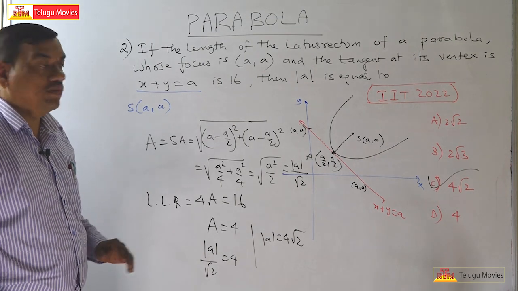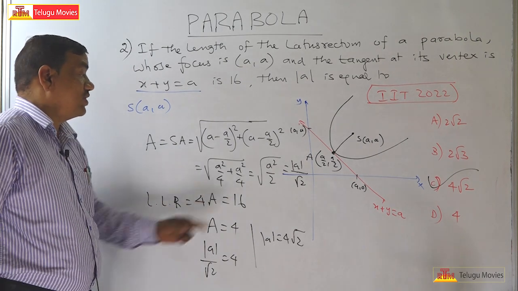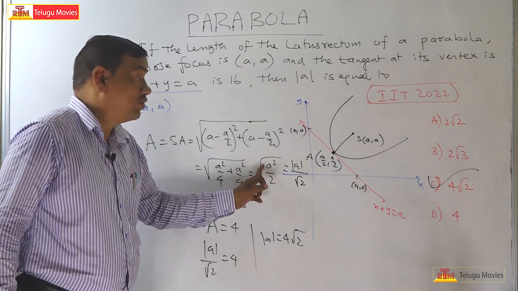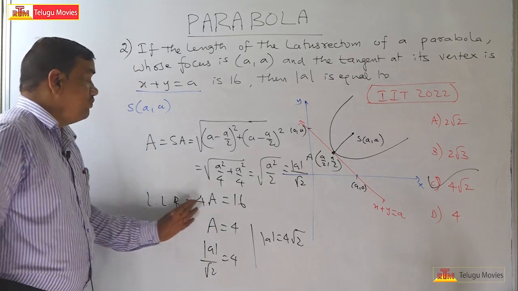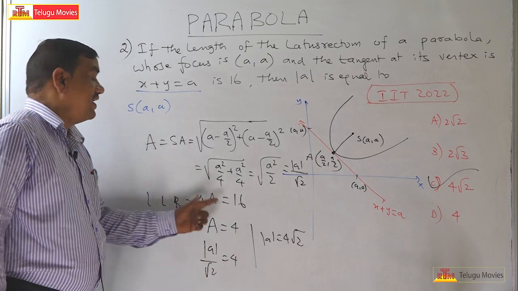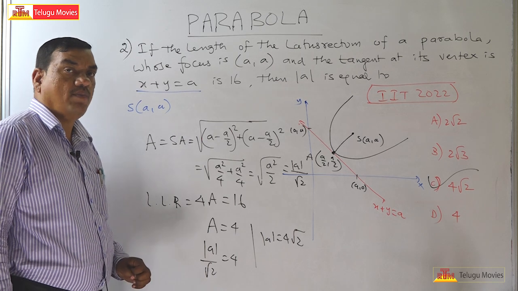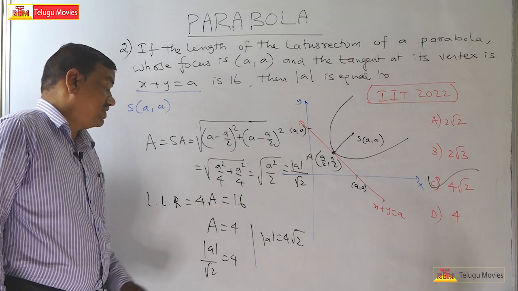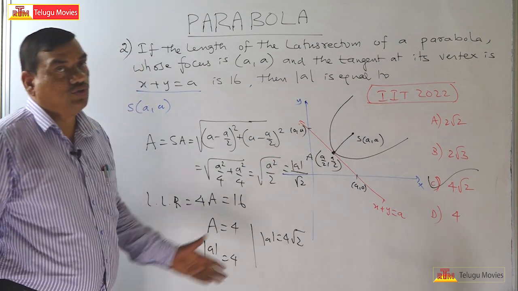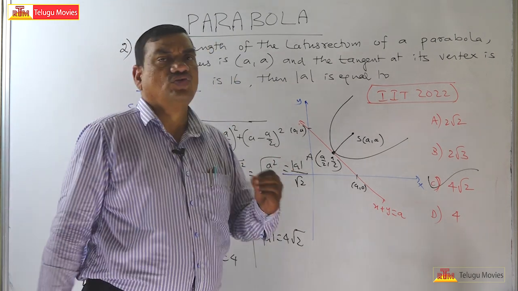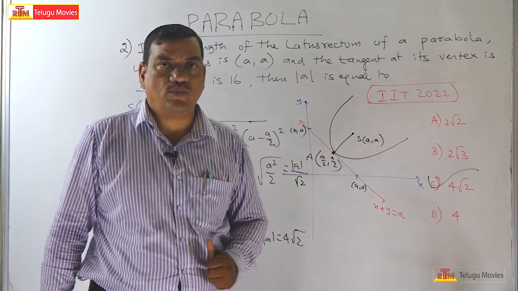Very, very easy problem. By drawing the diagram, you can easily find the formula. Here root of a square by 2 means modulus of a by root 2. Length of the latus rectum we know is 4a. Here I have taken capital A, so nothing wrong in it, because small a is already in the problem. 4a is given as 16, therefore a is equal to 4. So modulus of a is equal to 4 root 2. I hope that you understand this solution. Let us go for the next problem.